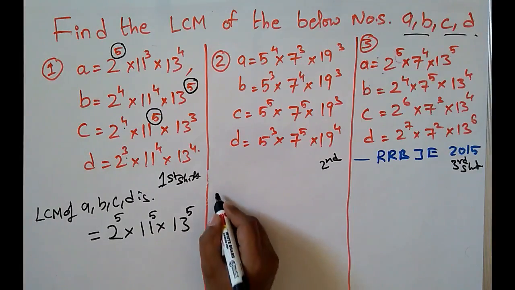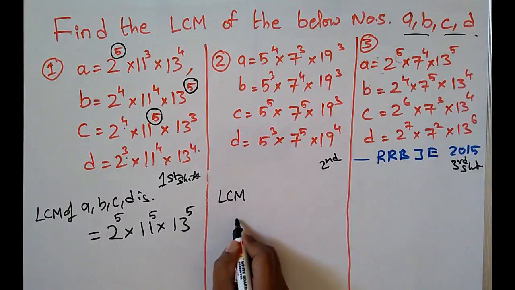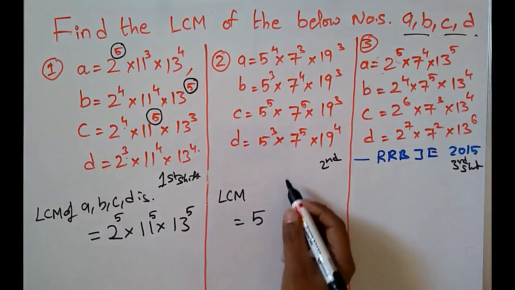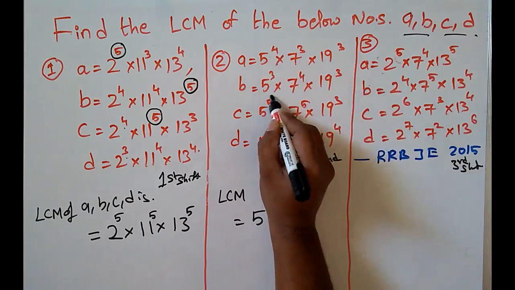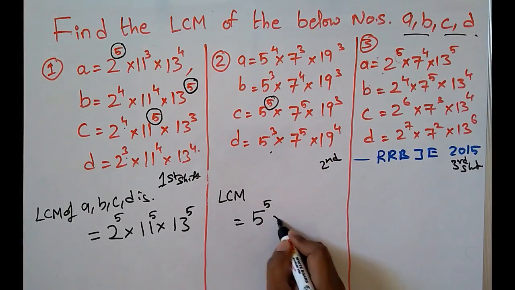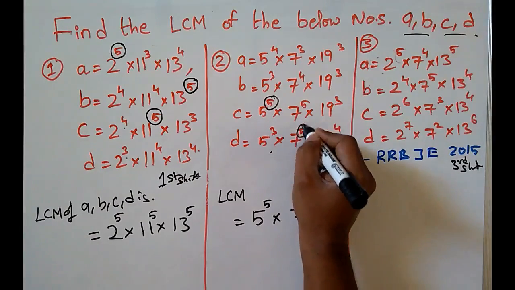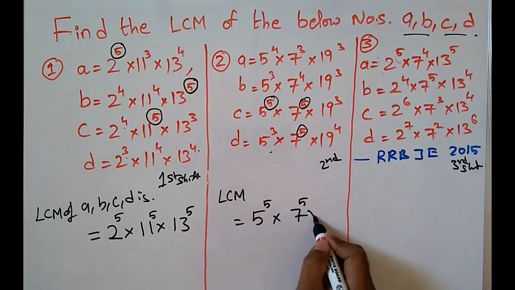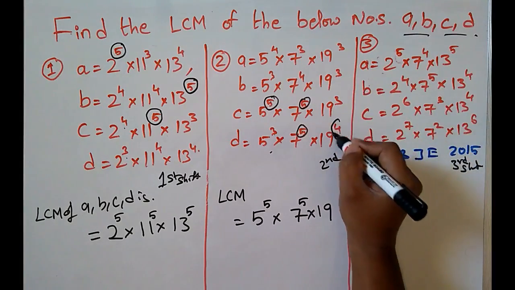That's it, friends. Here the LCM is given by 5 power of 3, 5, 3, 4. The fifth one is the maximum. 7 power of the maximum, which is 5, and 19 to the power of 4.